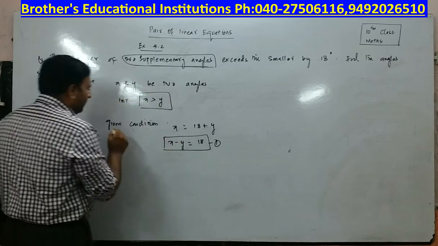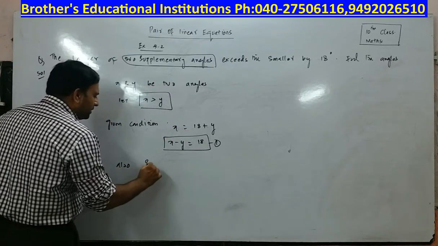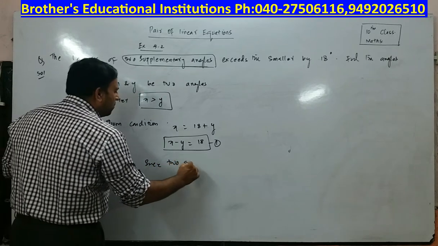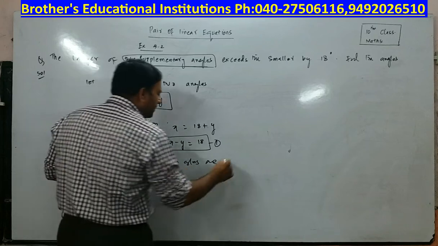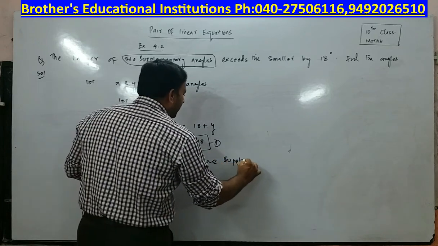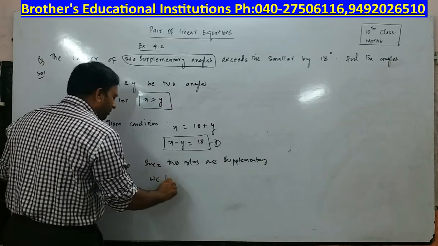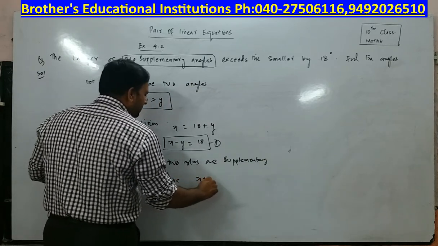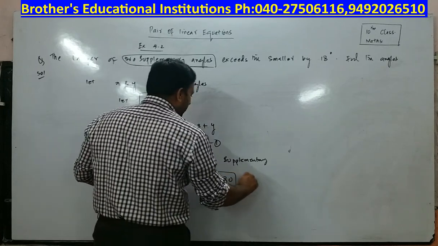Now what will I say? The given condition is this, so I got the first equation. Also, since the two angles are supplementary, what do we have? x plus y is equal to 180. Now I have two equations.